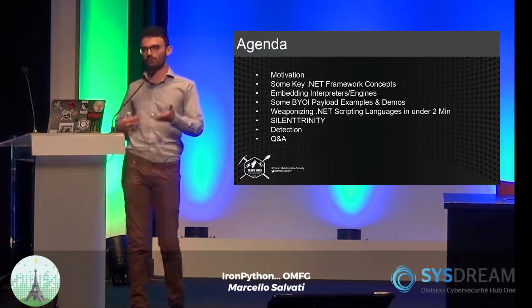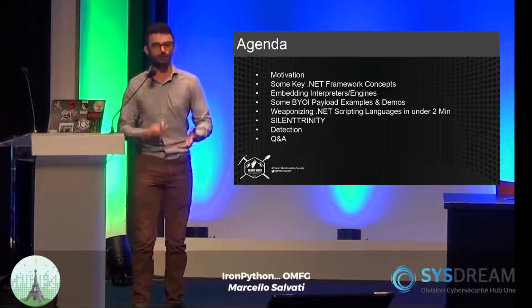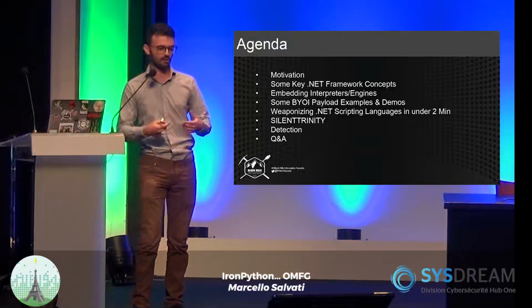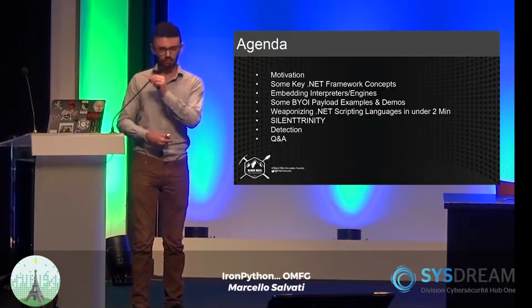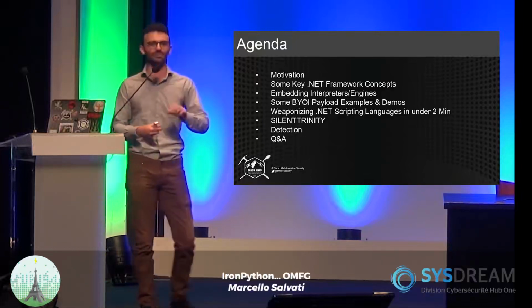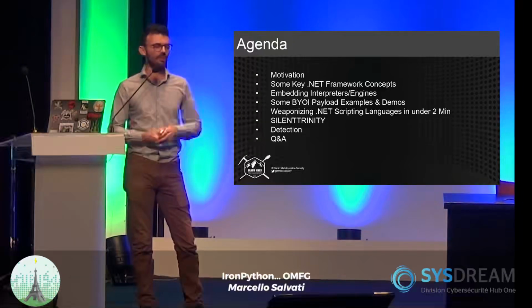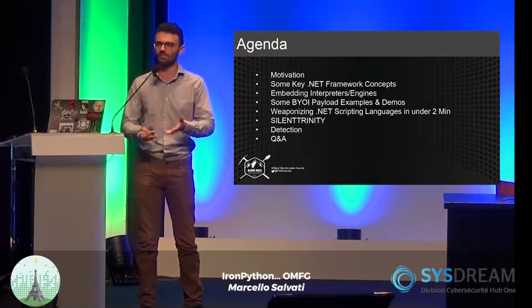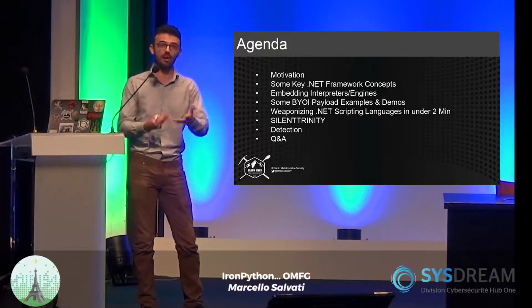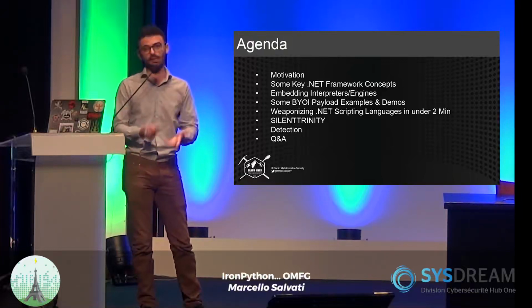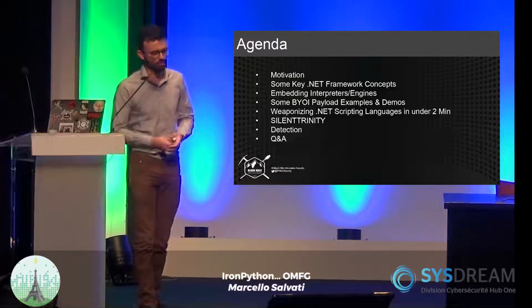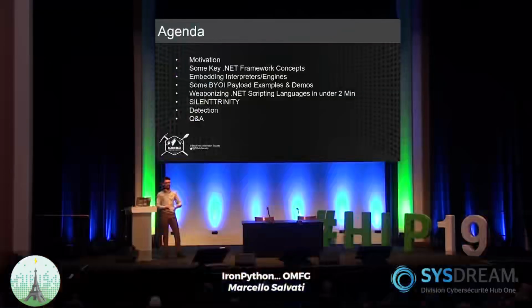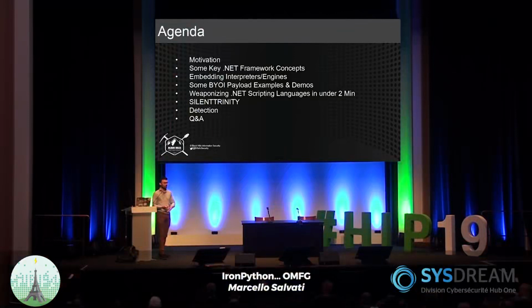You don't necessarily have to embed these languages within one another. You can use the provided, and that just got louder real fast. Okay, perfect. And we're going to be talking about how to use some of the built-in compilers to actually compile .NET scripting languages as opposed to embedding them in one another, which allows for a really quick weaponization. And if we have time after all of that, I'm going to also be demoing a tool that I've developed that sort of tries to bring together a lot of these concepts called Silent Trinity. And then after that, we're going to detection and questions and answers.